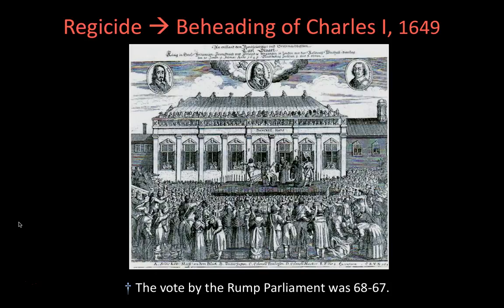So, the Rump Parliament appointed a special court to try the king for treason. He refused to defend himself, was found guilty, and executed on January 30th, 1649. He was beheaded.